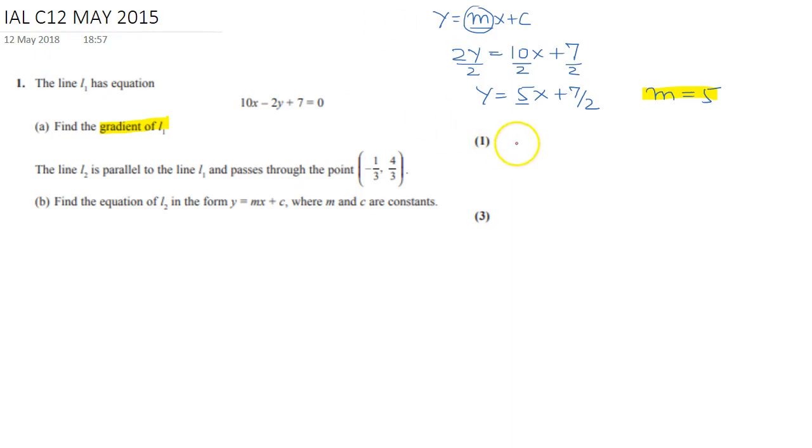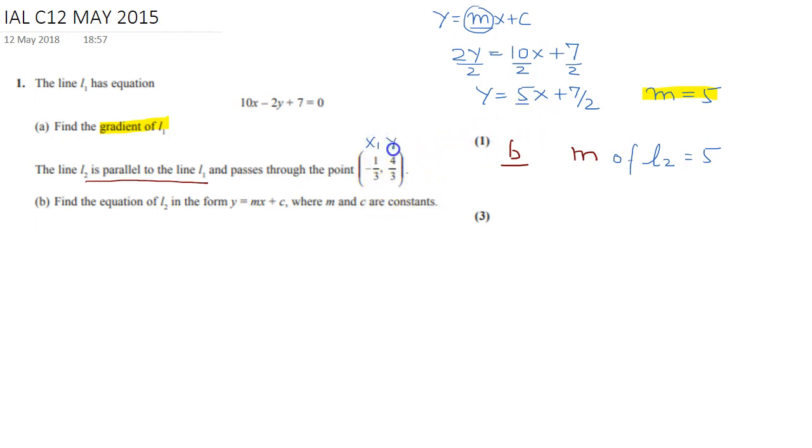Part B is line L2 is parallel to L1. If lines are parallel, their gradients are the same. So the gradient of L2 is also 5, and it is passing through minus 1 over 3 and 4 over 3.